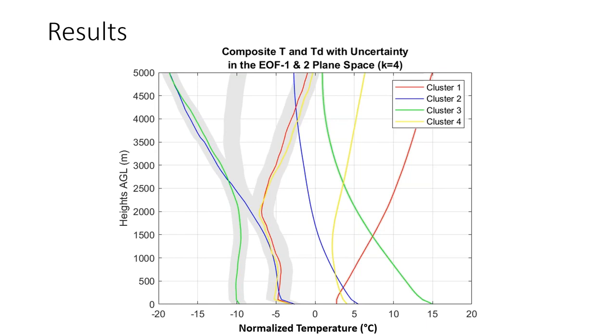We can see red is cluster one, blue is cluster two, green is cluster three, and yellow is cluster four. On the right is the temperature that we used in that analysis, and the corresponding dew point is on the left, with the gray shading indicating two standard deviations of uncertainty on each side. You can see cluster one resembles a shallow mixed layer capped by inversion. Cluster two resembles a near surface inversion. Cluster three resembles a shallow uncapped mixed layer. And cluster four resembles a deeper mixed layer. So we did show that you can find different types of environments using this normalization.